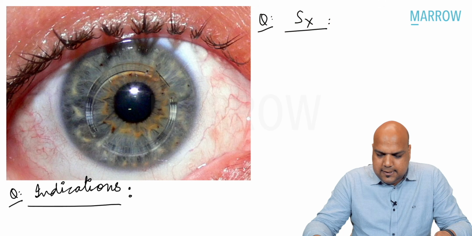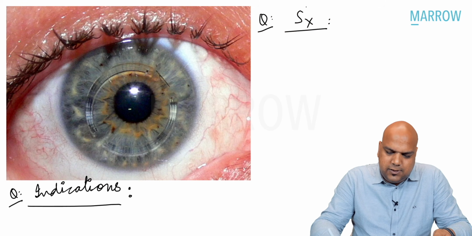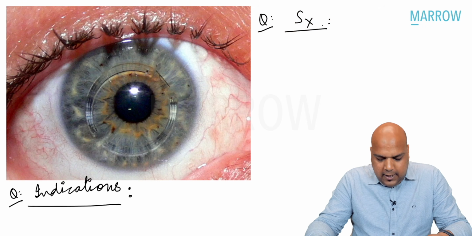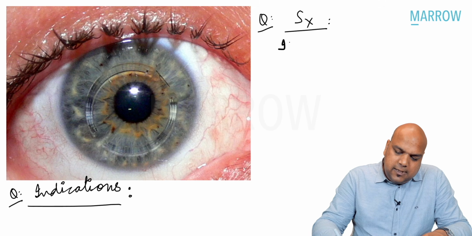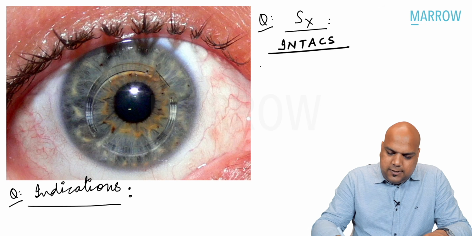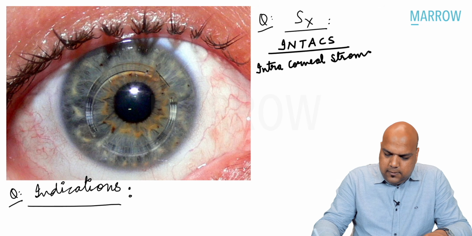Moving on, guys. Okay, this image shows you which surgery has been done, and what are the indications of this surgery? So, surgery which has been done, anyone? Yes? Okay. So, this is an image which shows Intacs surgery. What is the Intacs full form, if you remember? Intracorneal stromal ring segments.